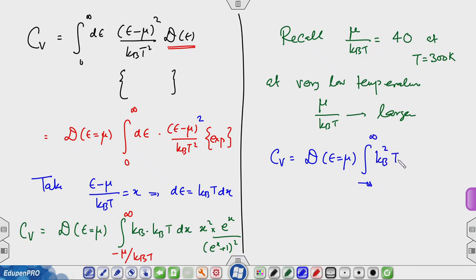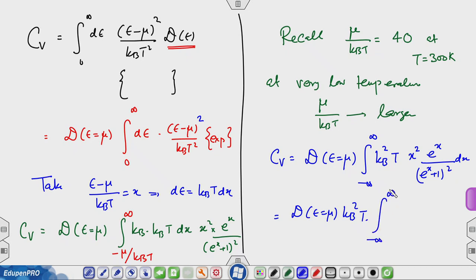kB² T x² e^x over (e^x plus 1)² dx. Which is D at epsilon equals mu, kB² T times integral minus infinity to infinity x² e^x over (e^x plus 1)² dx. As simple as that.